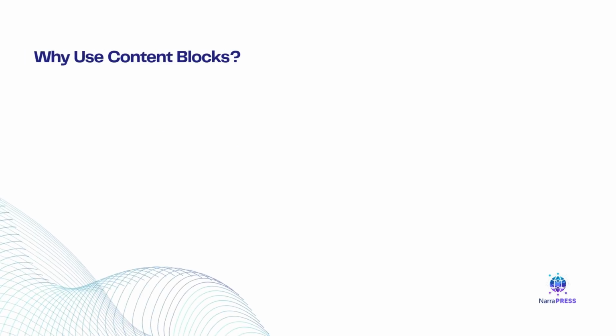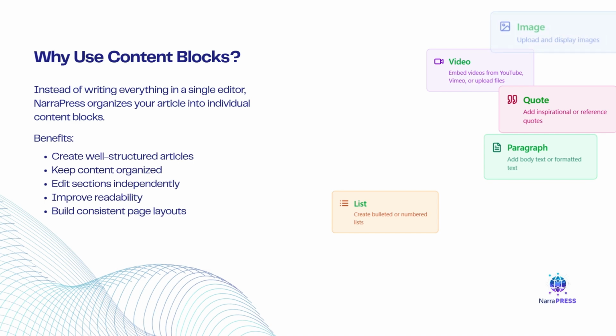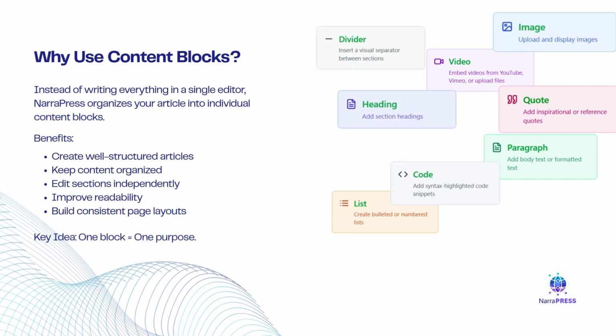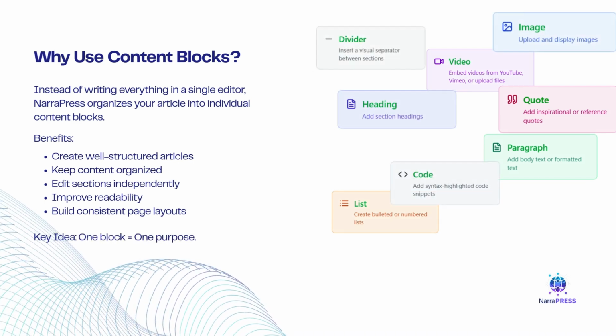Why use content blocks? Before we start exploring each block, let's first understand why NarraPress uses a block-based editor. Traditionally, many content management systems use one large text editor where everything, headings, paragraphs, images, and lists, is mixed together. While this works, it becomes increasingly difficult to edit as your article grows longer. NarraPress approaches content differently. Each piece of your article is treated as its own individual block.